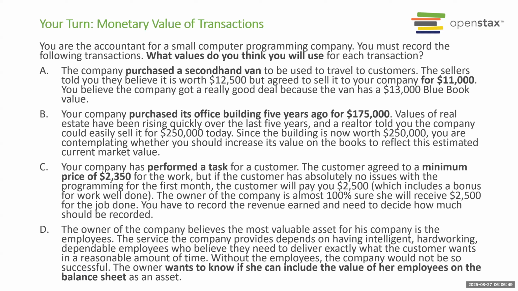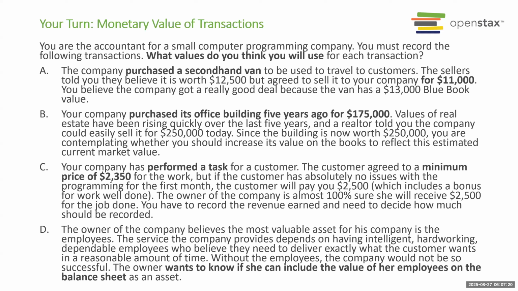C, your company has performed a task for a customer. The customer agreed to a minimum price of $2,350. But if they have absolutely no issues with the programming for the first month, they will pay you $2,500. So what value do we record this at? And the owner of the company is almost 100% sure that they'll get the $2,500.